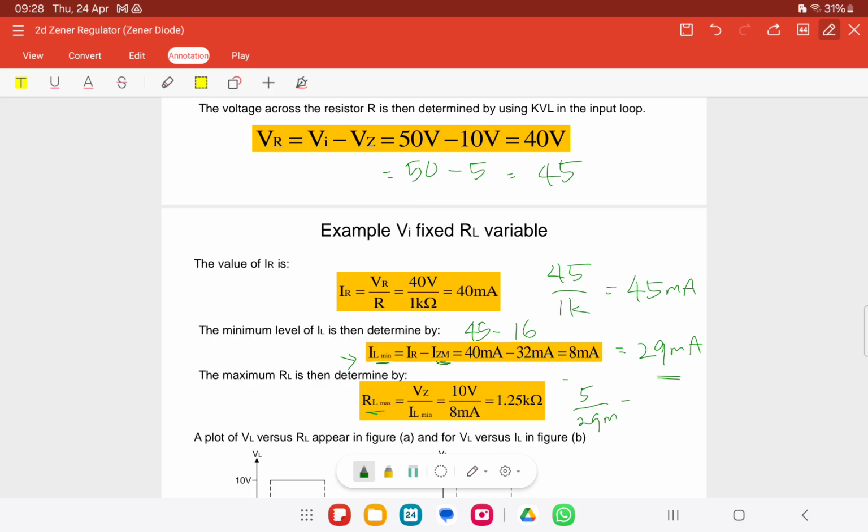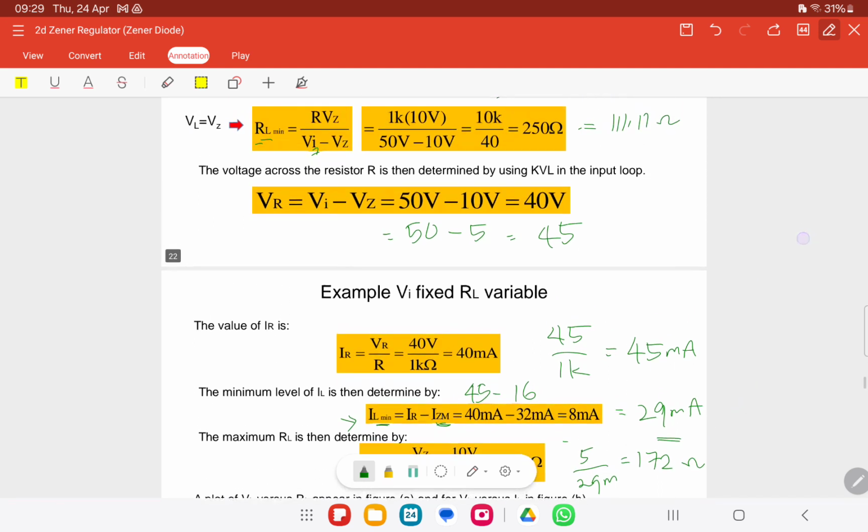175. 172. Okay, so 172 ohm. Just now kita dapat berapa resistor? The RL. The first RL kita dapat berapa? 111. The second RL we get 172. So satu akan jadi minimum, the other will be maximum.